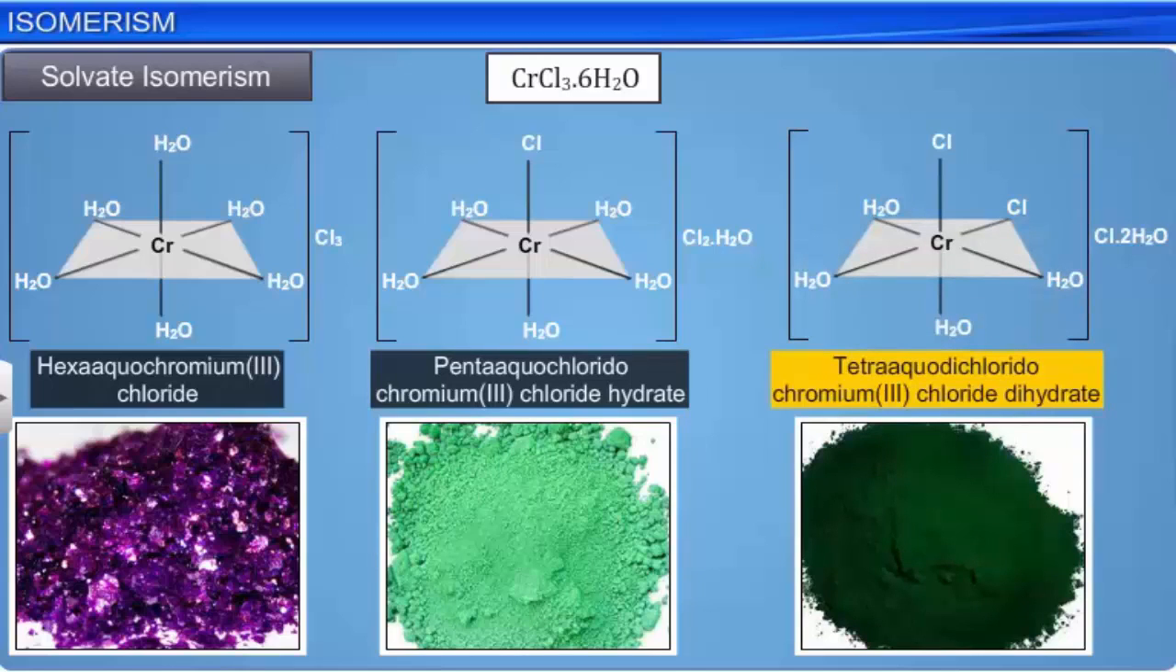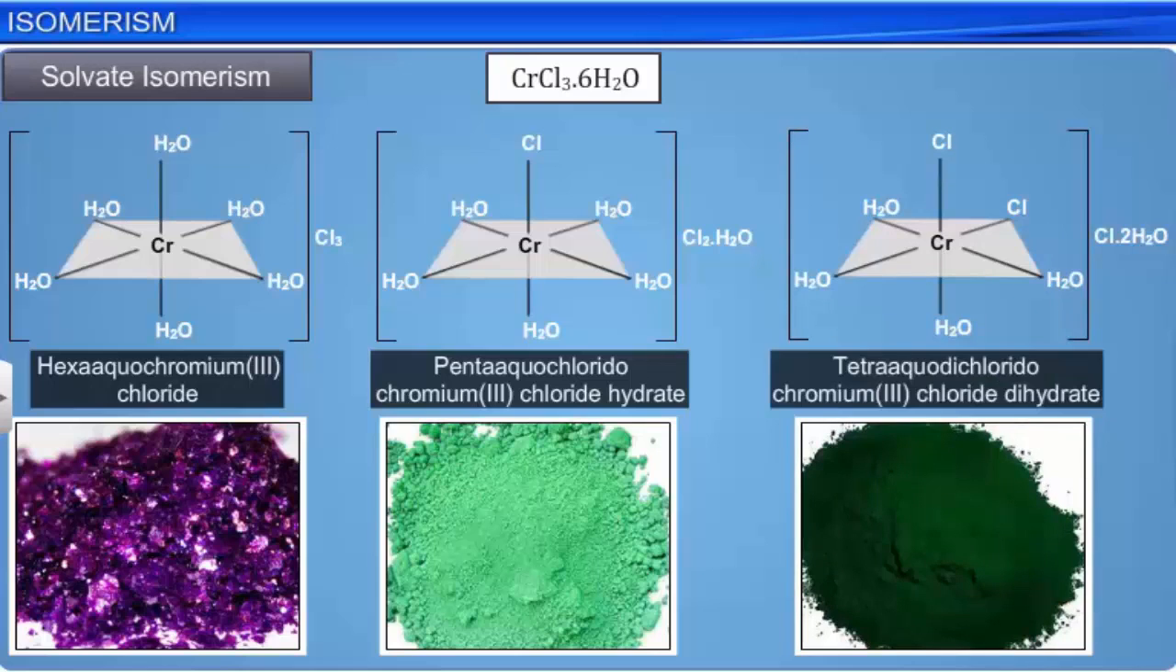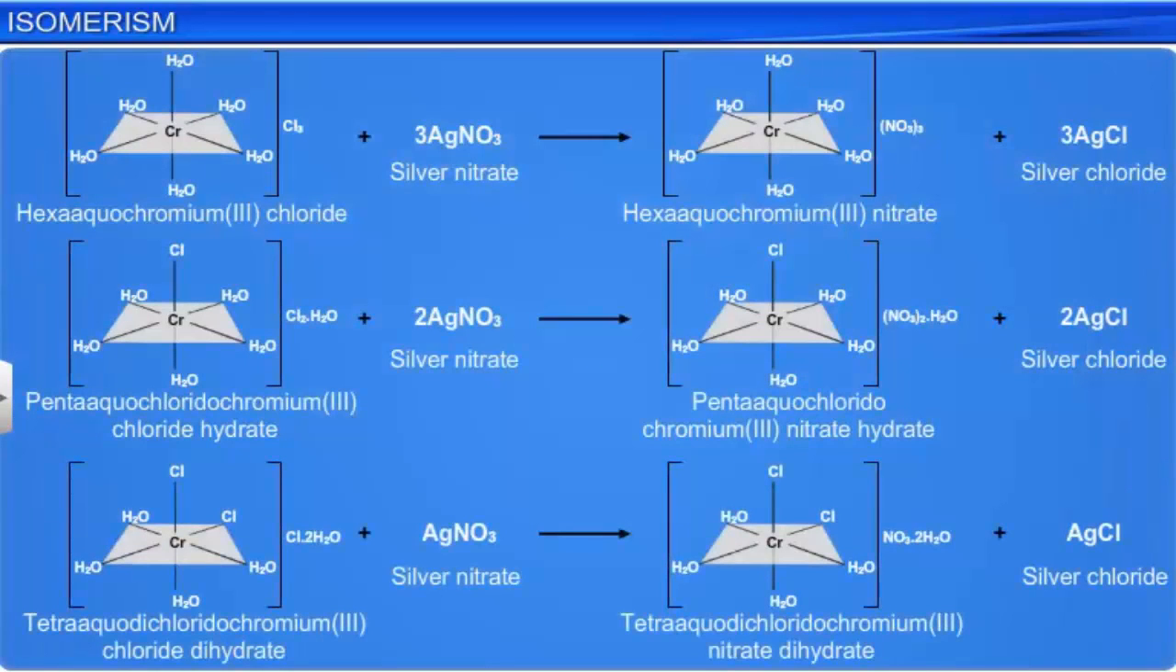These isomers have different chemical properties. On reacting with silver nitrate to test for Cl- ions, we would find 3, 2, and 1 chloride ions in the solution respectively.